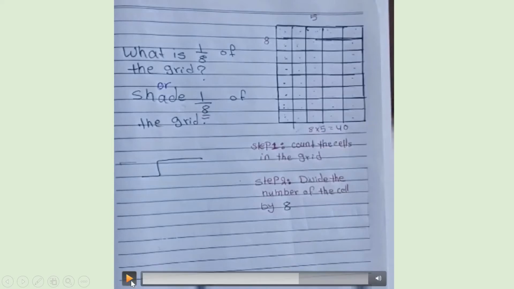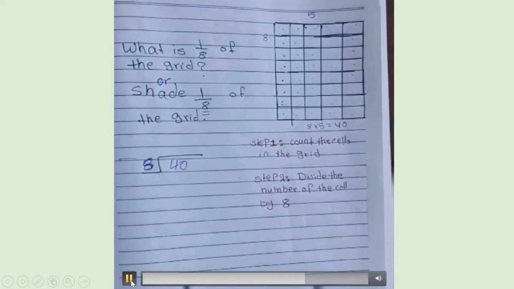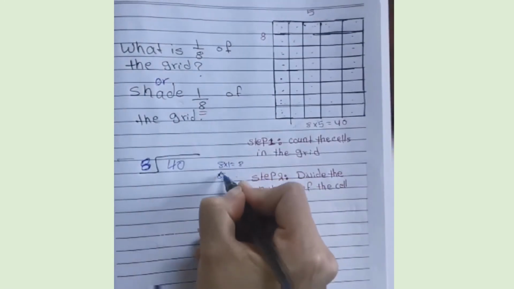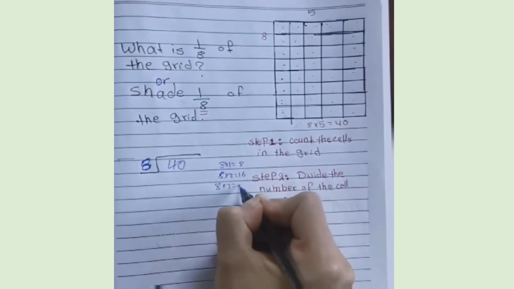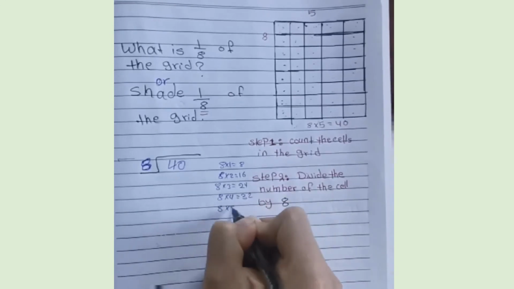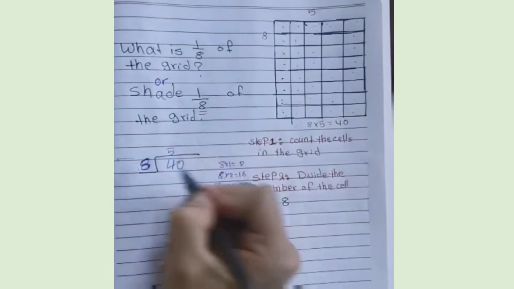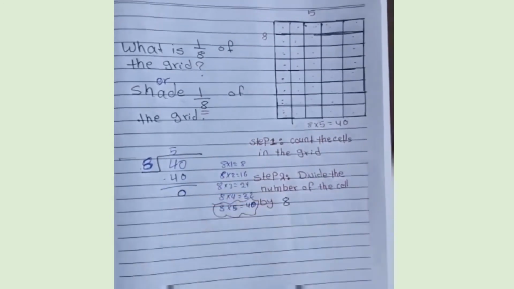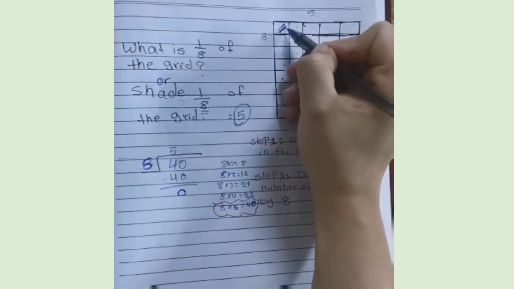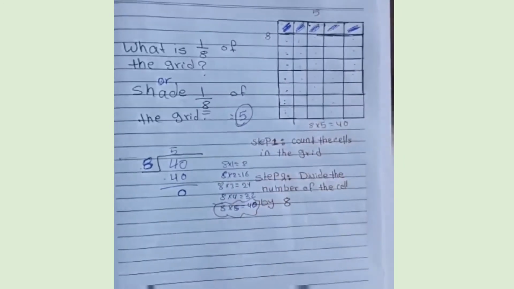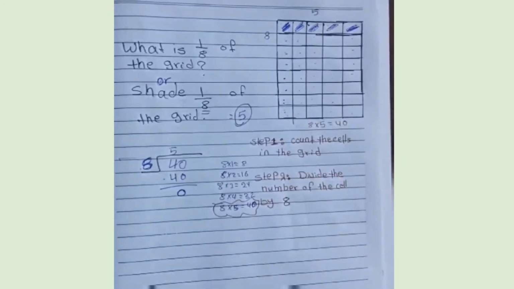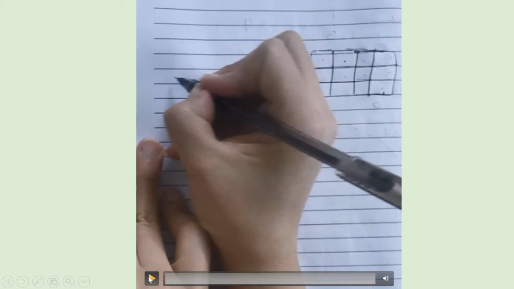So we divide 40 by 8. We are searching for 40 in the multiples of 8. There we have it. 8 times 5 equals 40. So we have to shade 5 cells in the grid. 1/8 of the grid, or 1/8 of 40, equals 5. We will do more examples with a grid.